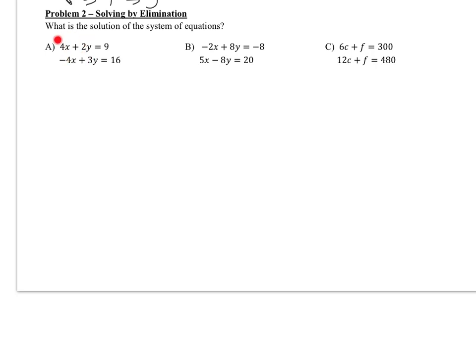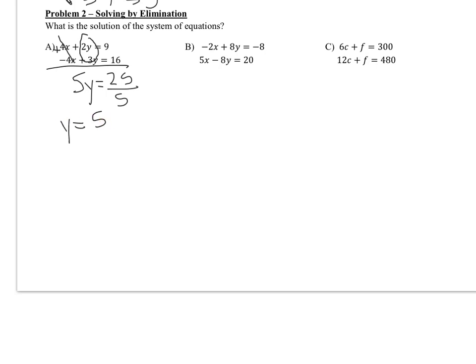If I look, this one's already set up for elimination. If it's not, we're going to have to multiply by something, which we'll get into in class. But since this is already a positive 4x and a negative 4x, you can add these two equations together. When I add 4x plus negative 4x, those two cancel each other out. When I add 2y plus 3y, that gives me 5y. If I add 9 plus 16, that gives me 25. And then divide by 5, I get y is equal to 5. Now in this case, it doesn't matter which one I plug it back into.